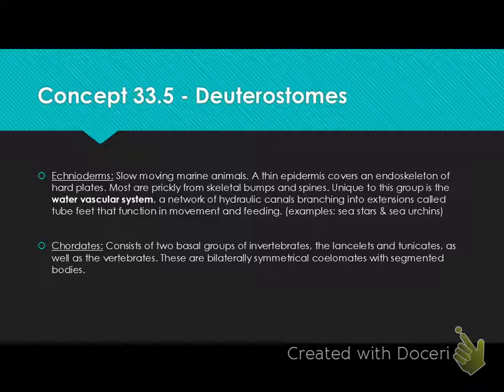You have your two groups, your echinoderms, slow-moving marine animals. A thin epidermis covers the exoskeleton of hard plates. Most are prickly from skeletal bumps and spines. Unique to this group is the water vascular system, a network of hydraulic canals branching into extensions called tube feet that function in movement and feeding. So these are your sea stars and sea urchins.